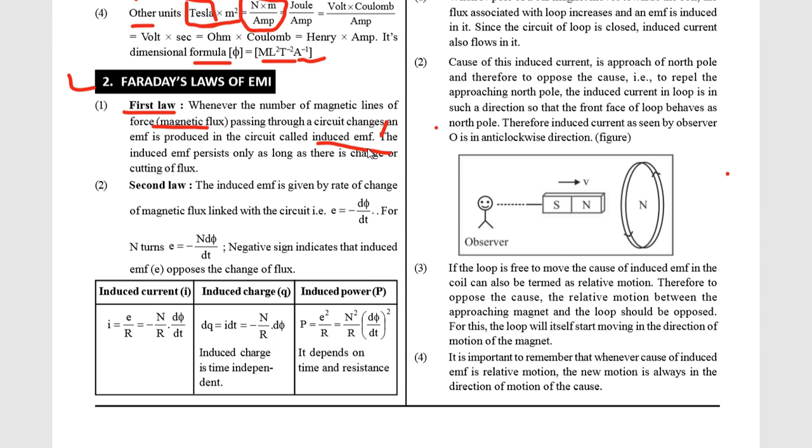So you can repeat this statement, or you can read this 2, 3, 4 times, so you can get the deep conclusion of this statement, and that is whenever the number of magnetic field lines of force, that is magnetic flux, passing through a circuit changes. So it means we can say that whenever the magnetic flux through a circuit changes, an induced EMF is produced in the circuit and is called induced EMF.